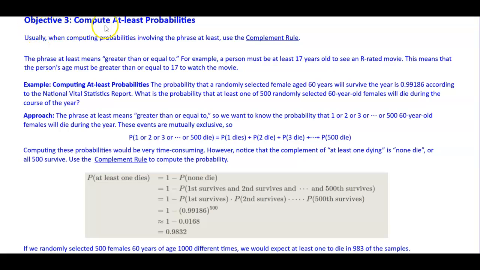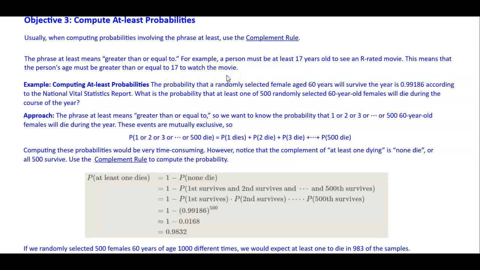Objective 3. Compute "at least" probabilities. Usually, when computing probabilities involving the phrase "at least," use the complement rule. The phrase "at least" means greater than or equal to. For example, a person must be at least 17 years old to see an R-rated movie.